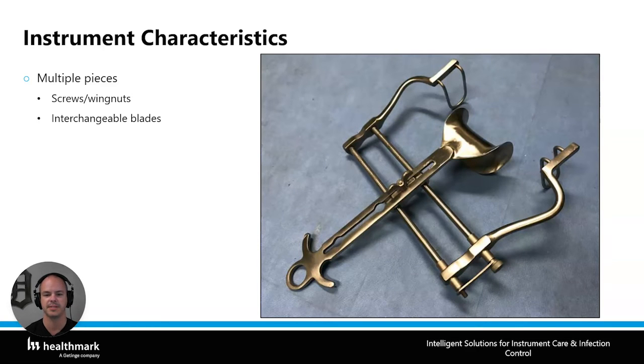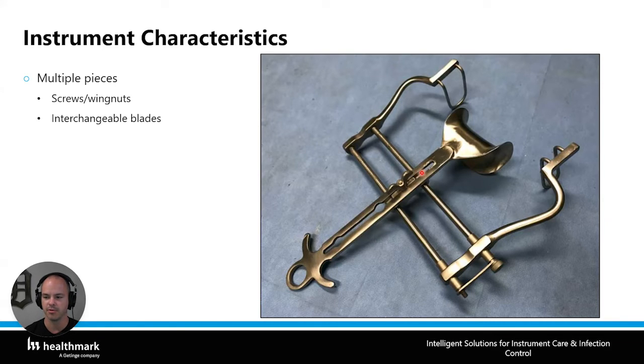Then we have instruments that come in multiple pieces. Now, this is an example of a self-retaining retractor. That's the type of instrument. The name of the instrument is a Balfour retractor. What's interesting about this one is that it has a wing nut right here, and it has screws. And actually, this is a great picture because we have one screw here and then one screw is missing. These screws and this little plate here hold this blade on. So this whole retractor arm and blade could slip right off if those screws were both missing.